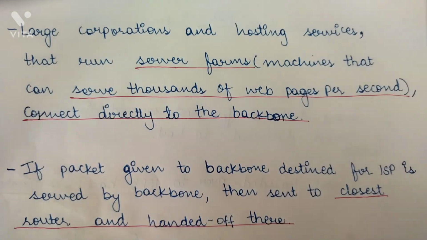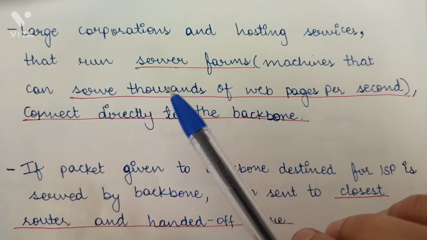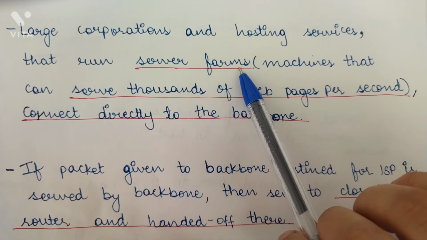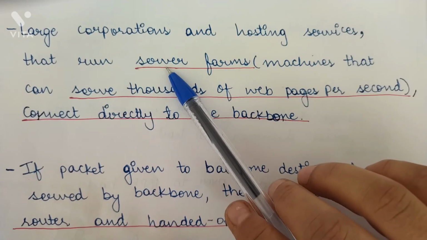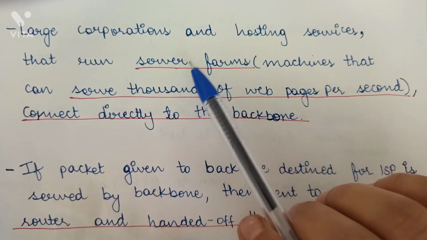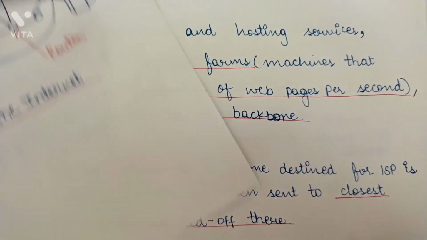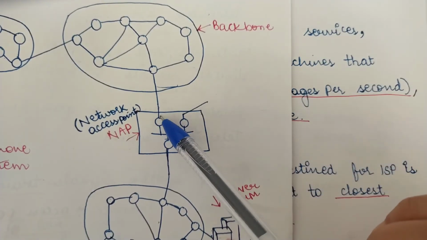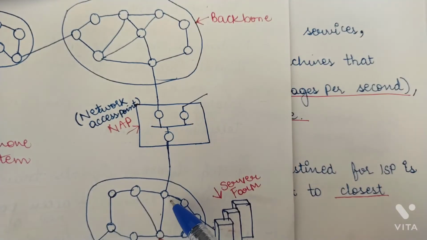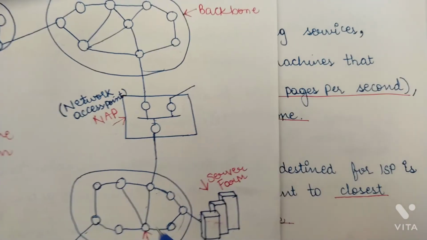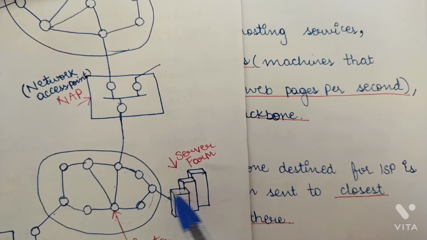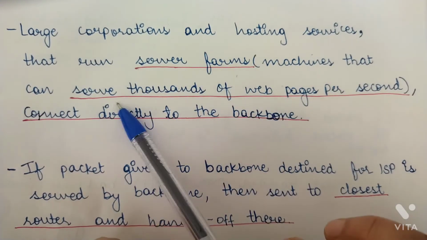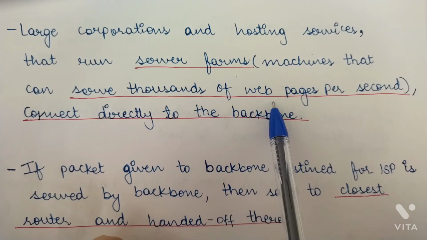Now, large corporations and hosting services run server farms. You saw in the architecture that there was a server farm also. The backbone, as I said, is connected to the network access point, and the network access point is in turn connected to the routers, and then these routers are connected to the server farm. So what is the server farm? Server farms are basically machines that can serve thousands of web pages per second.